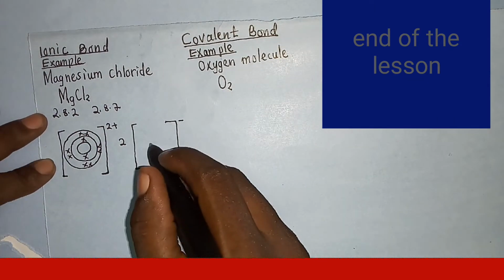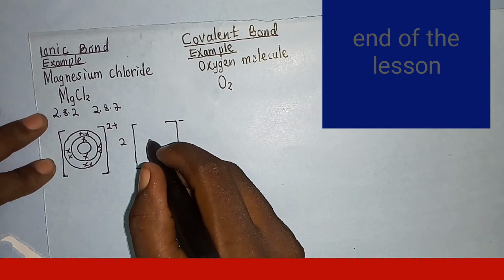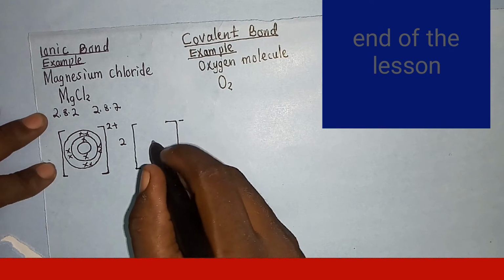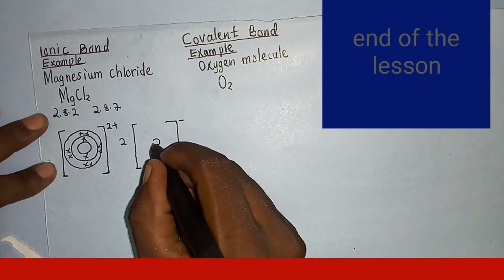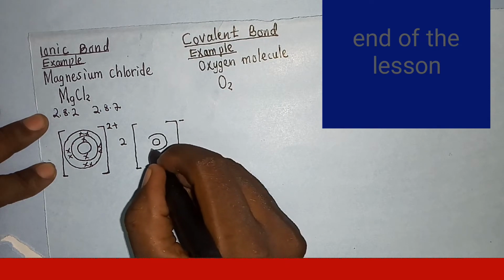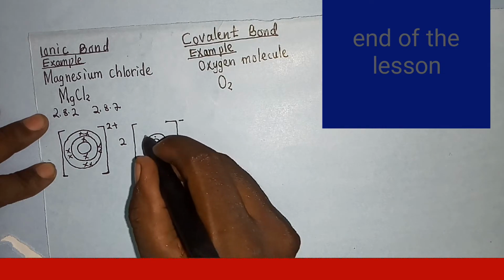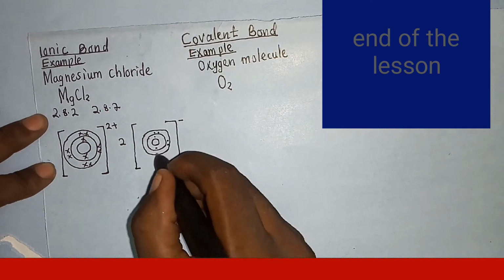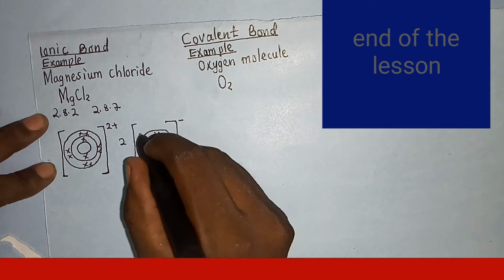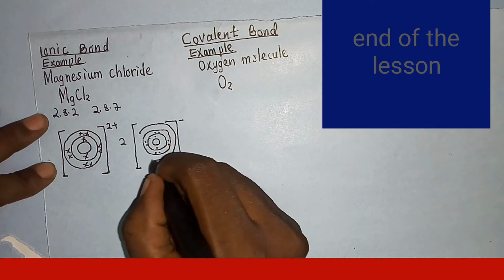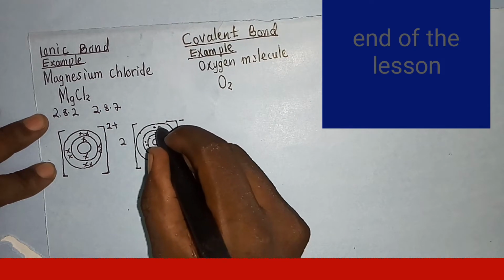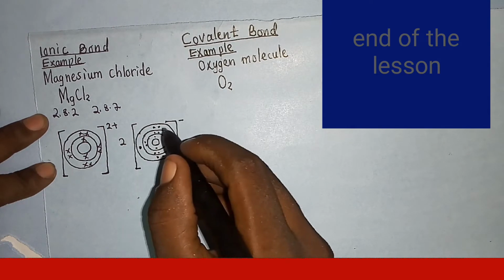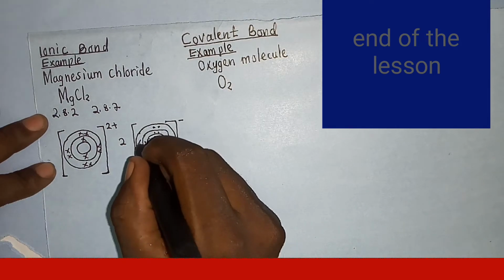Then when you come to chlorine, the ion will gain 1 electron. So if we use crosses for magnesium, we should use dots for chlorine. So we draw the nucleus, the first energy level, 2 electrons, second energy level, 8 electrons, third energy level, we first of all draw 7 using dots. Then 1 electron was gained from the atom, so we put 1 cross.